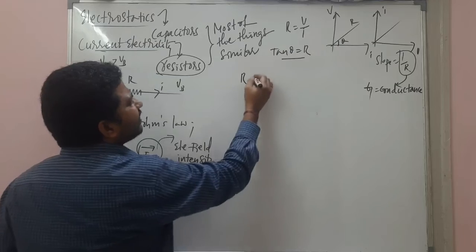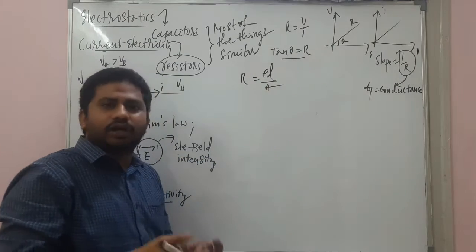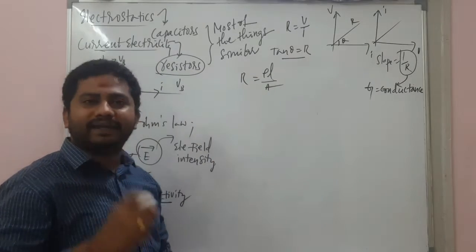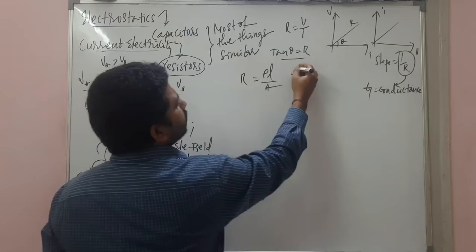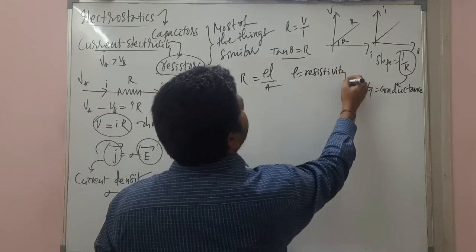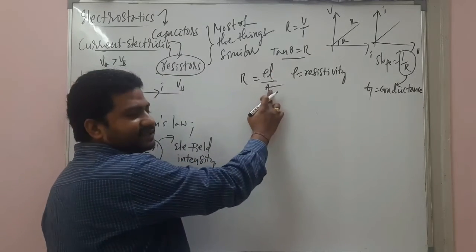Now, resistance is equal to rho L by A. This is not the first time you are learning, so you know this formula. This rho is called resistivity. It's the resistivity, and this is L and this is A.